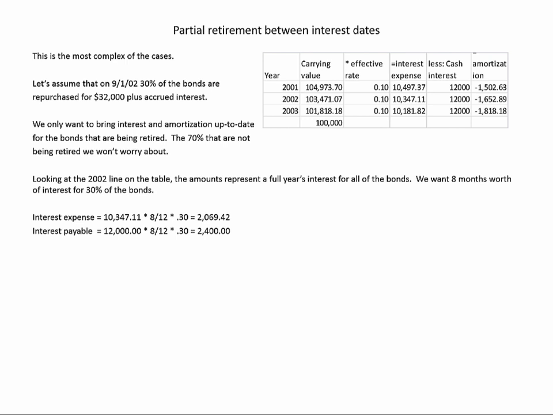Likewise with the coupon interest. It's $12,000 per year for all the bonds, so we want it for 8/12 of a year for 30% of the bonds. And likewise with the amortization. It's $1,652.89 for all the bonds for a whole year. We want it for 8/12 of a year for 30% of the bonds. So we go ahead and record that as, step 1, bringing interest and amortization up to date.